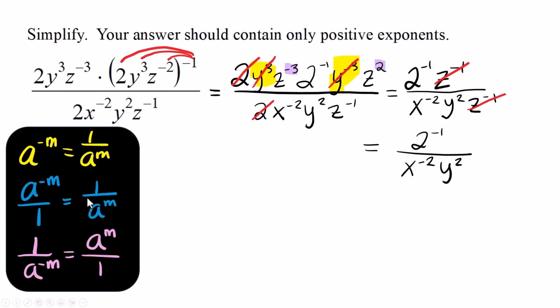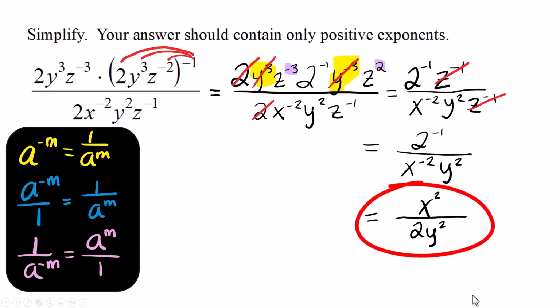Now I'm going to go back and use these rules and move things around. Negative exponents flip to the other side. A negative exponent on the numerator will go to the denominator and vice versa. So what's going to end up on the top is this x squared. And on the bottom, you have 2 to the first power, which is just 2, and then y squared on the bottom, that squared was positive, so it's just staying right here. And this is our answer.